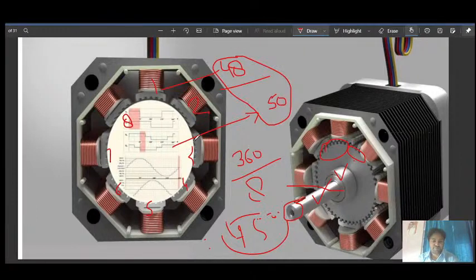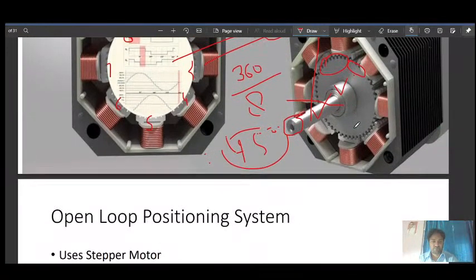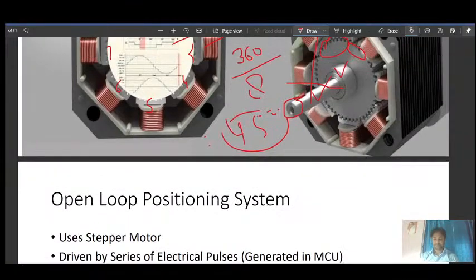So with the help of the hybrid mechanism, in this particular case, we are able to get a 1.8 degree step angle. So if one pulse is sent here, that pulse causes the rotor to move by 1.8 degree. Okay.